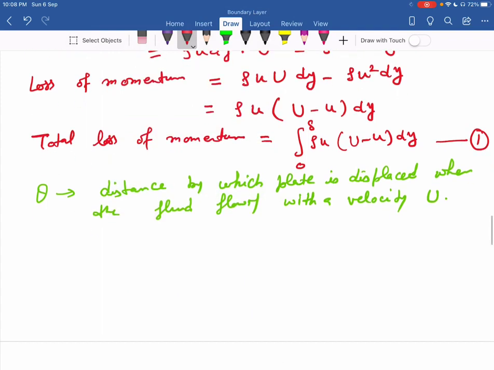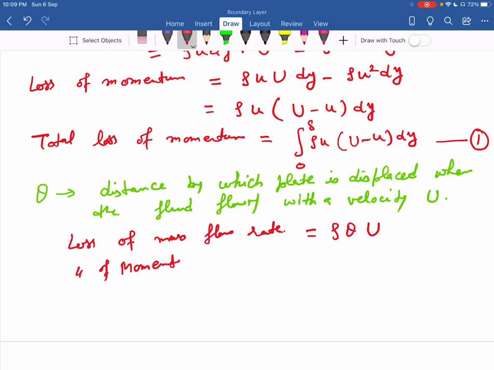Okay, so now I can write the momentum. First, write the mass loss, that is, the loss of mass flow rate by the movement of the plate by distance theta. So that loss is, the mass is rho theta into U. And the loss of momentum is rho theta into U, so that becomes rho theta U square. That is your equation number 2.